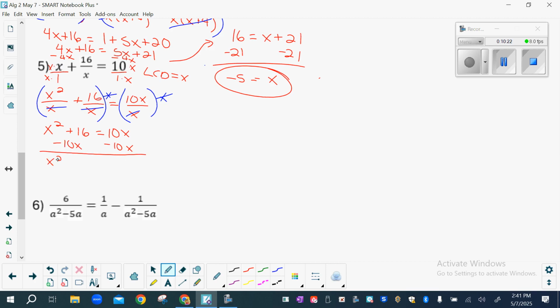And so we get x squared minus 10x plus 16 is 0. And then what next? Yeah, factor. So we're going to factor with an x. What multiplies to 16 that adds to negative 10? What works? Negative 8, negative 2. x minus 8, x minus 2 is 0. So here, tell me what do I do next to solve that?